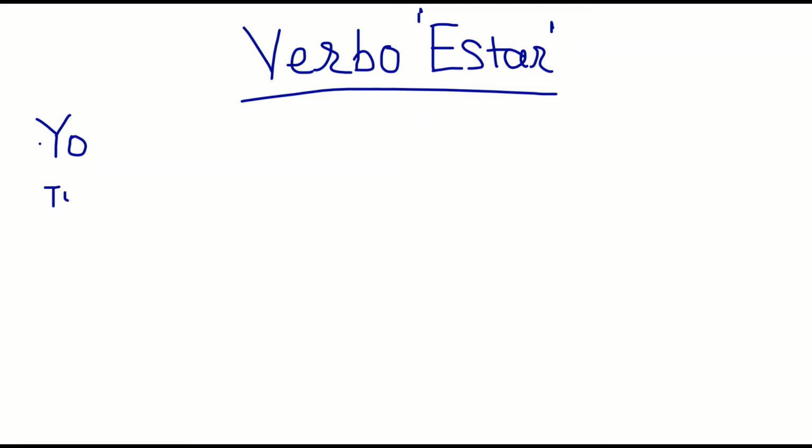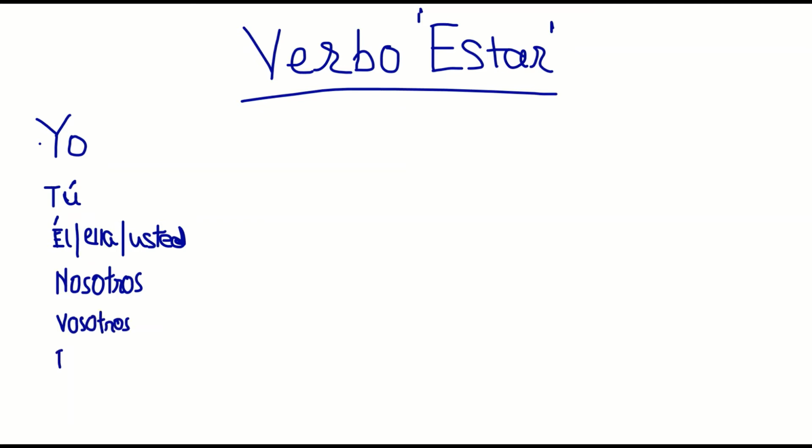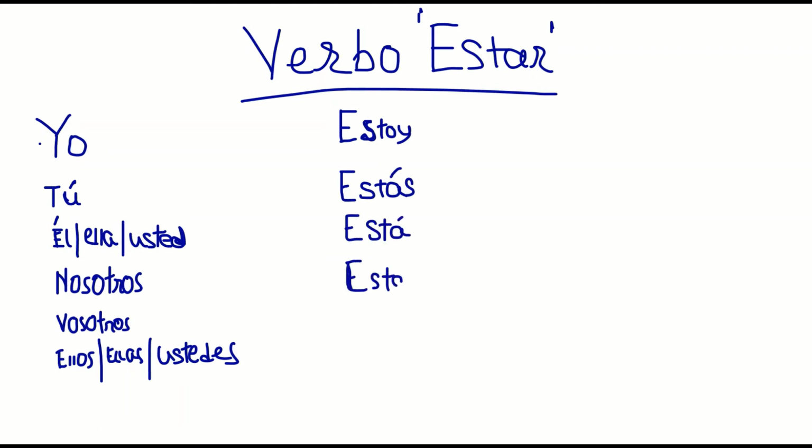So for yo, tú, él, ella, usted, nosotros, vosotros, ellos, ellas, ustedes. So the verb forms are like, for yo it is estoy, for tú it is estás. So now, are you getting it?